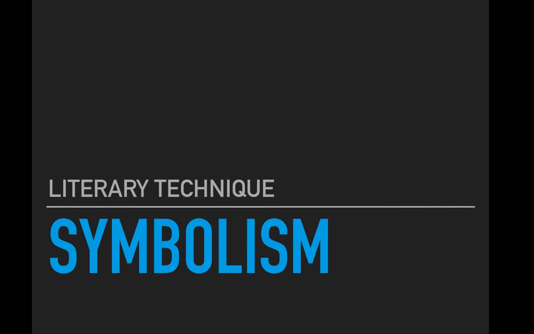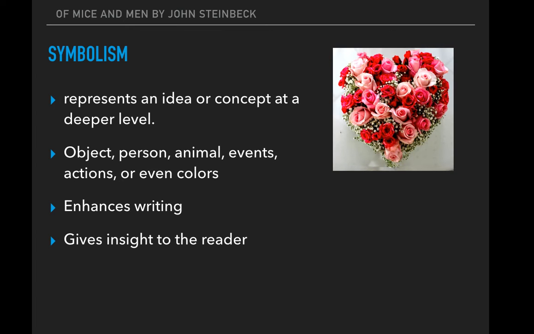The literary technique of symbolism. So symbolism is when something is used to represent an idea or concept at a deeper level. It can be an object, person, animal, events, actions, or even colors. It enhances writing and it gives insight to the reader.